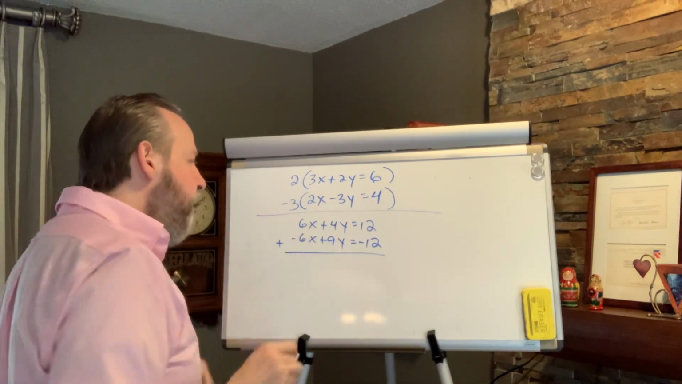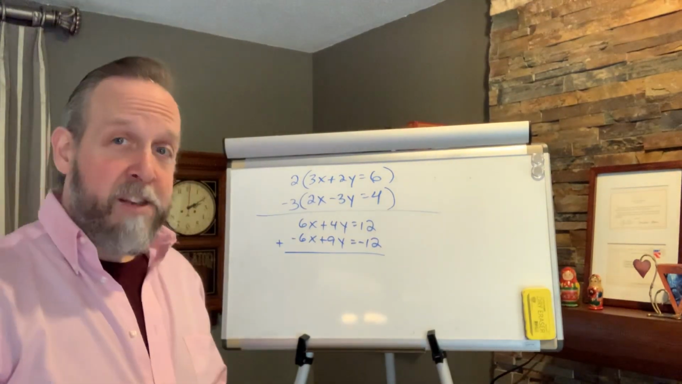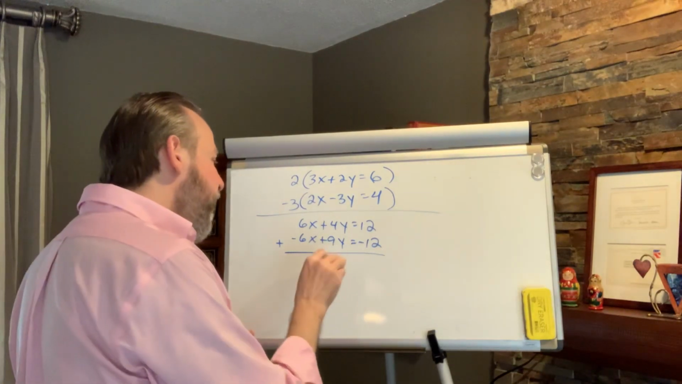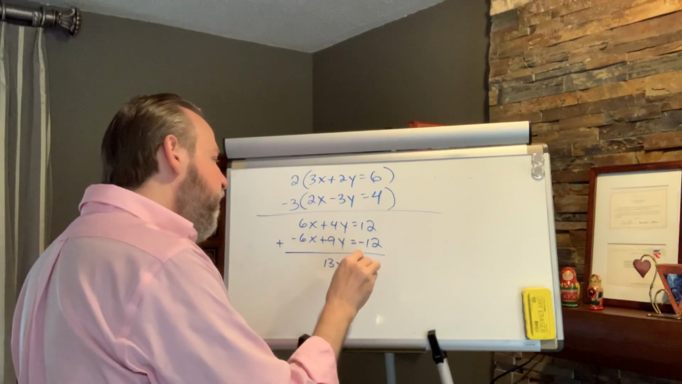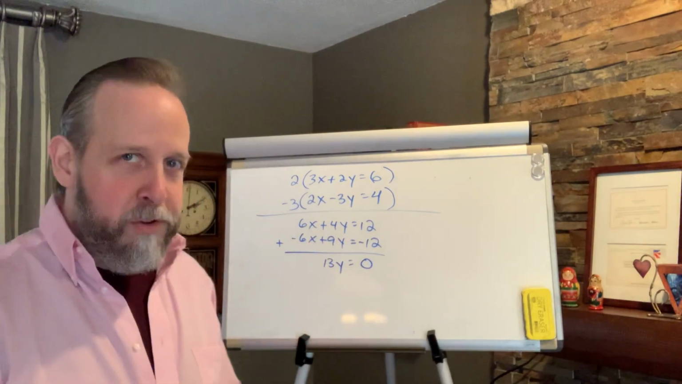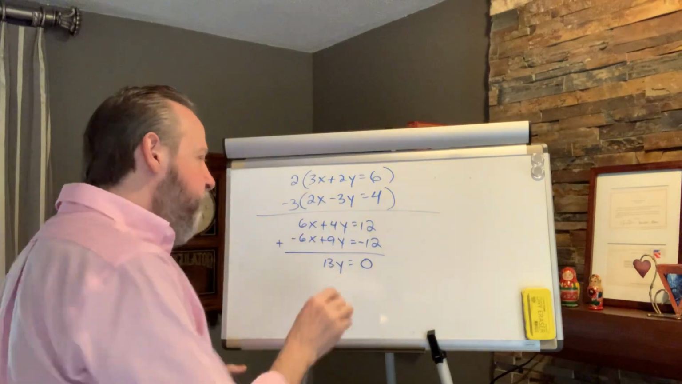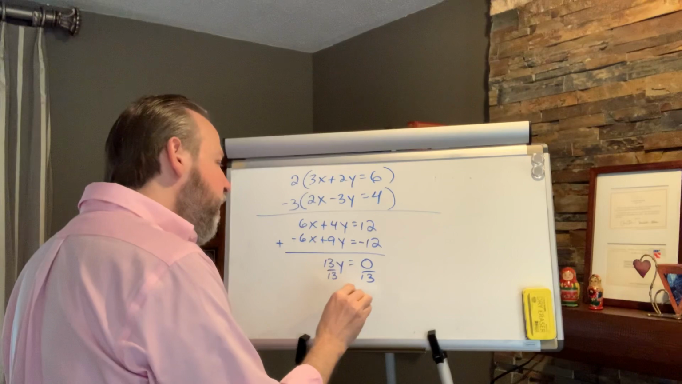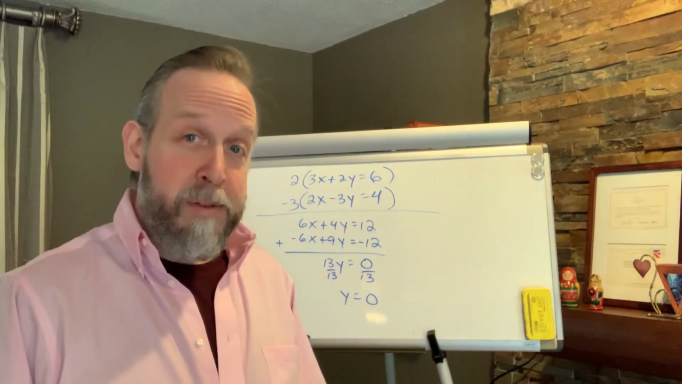Okay, they're stacked. I have opposite x's. I can add. What happens when you add the x's? They go away. 4y plus 9y is 13y. 12 plus negative 12 is 0. There's nothing wrong with that. The number 0 is a good number. Don't worry about it. We can still solve this. I have to divide by 13. But what's 0 divided by 13? Well, it's 0 again. So the y value of the answer is going to be 0.